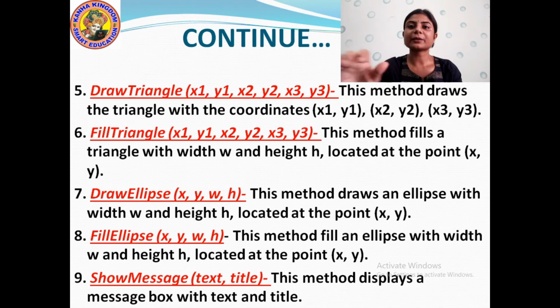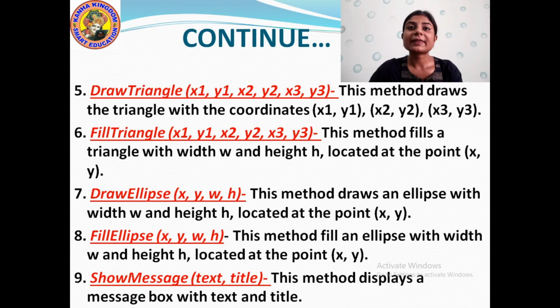Okay, so these are the different methods in the graphics window. The first one is DrawLine with different coordinates, that is X1, Y1, X2, Y2. Then DrawText, that is X, Y, text. You can give any value in it and you can draw any text in the graphics window inside the program in Small Basic. Then DrawRectangle, that is X, Y, W, H. Okay. FillRectangle, X, Y, W, H, then DrawTriangle with different coordinates, that is X1, Y1, X2, Y2, X3 and Y3.